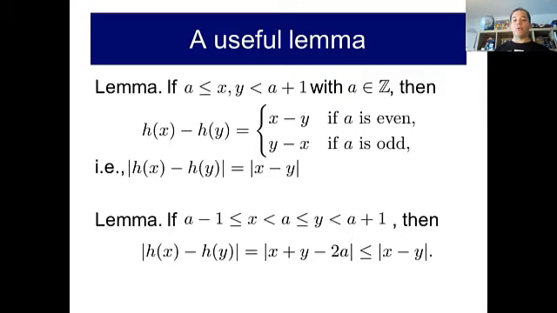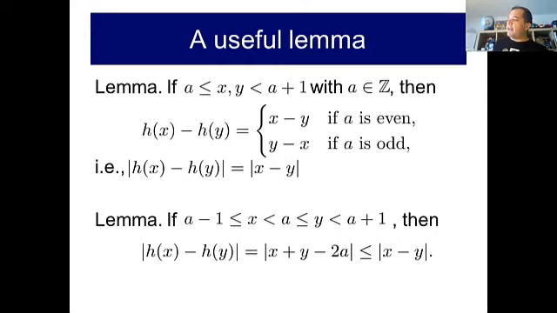What happens if both of them have the same integer part? And what happens if they don't have the same integer part, but almost? So the integer part of y is one bigger than the integer part of x, right?